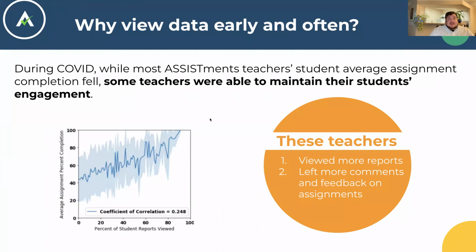We know that during COVID, teachers' student average assignment completion fell, and some teachers were able to maintain their student engagement. The teachers that were able to maintain their student engagement, like I said, they were viewing more reports. They also left more comments and feedback on, say, those open responses. So bring in that report data and discuss it with your students. View the data as often as possible and use it to drive your instruction. Those things will help to keep your students engaged because they know how you're using the data, right?